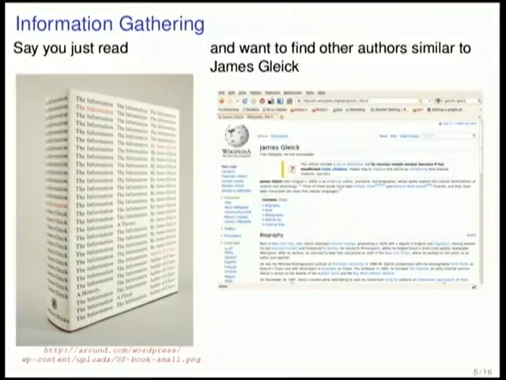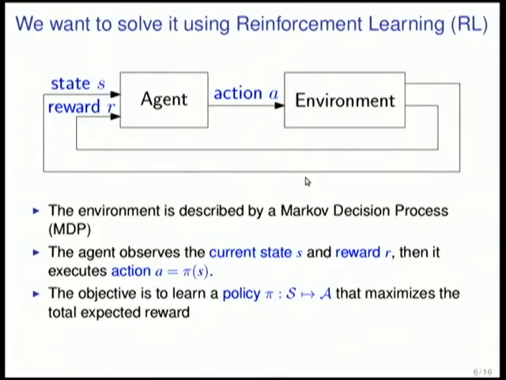And to make the example a little more concrete, say you just read this book, you want to know more about its author, James Blake, you go to this Wikipedia page, and now you see all these links, and where do you click such that you go to other articles that are similar to James Blake? So that's the problem we want to solve in general terms. How do we want to solve it? We want to solve it using reinforcement learning.